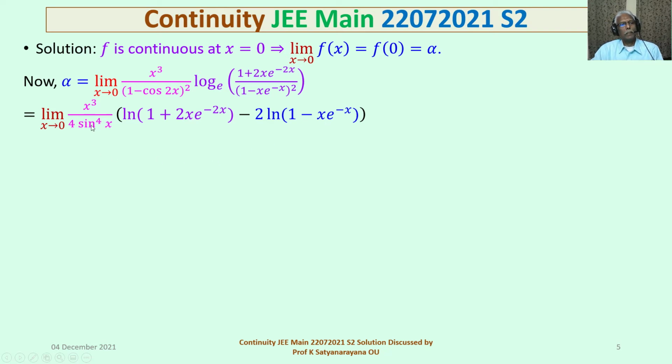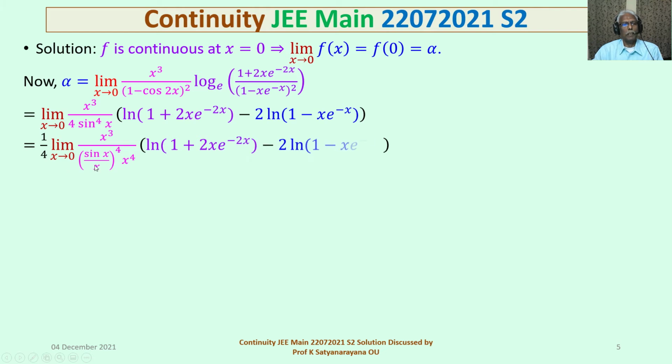Now we will adjust this sine power 4x as sin x by x whole to the power of 4, and to adjust that we multiply by x to the power of 4 in the denominator. So 1 by 4 limit x tends to 0 x cubed by, in the denominator, sin x by x whole to the power of 4. To adjust that we multiply by x to the power of 4 and the remaining function. And now this x cubed by x to the power of 4 will give you 1 by x. That 1 by x you send inside the bracket.